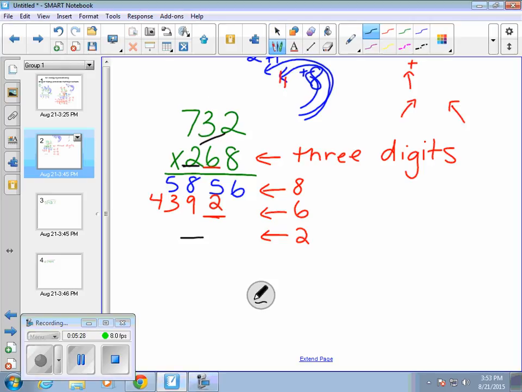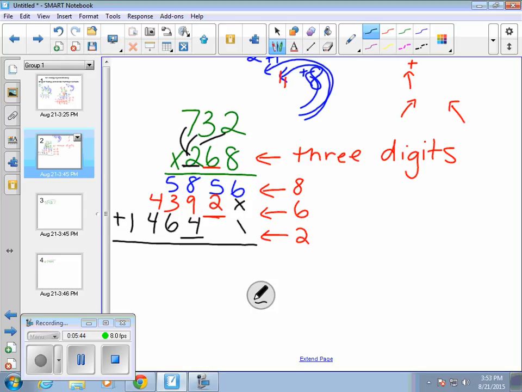2 times 2 gives me 4. 2 times 3 gives me 6. 2 times 7 gives me 14. When I go to add all 3 rows up, I need to be careful to add straight down.